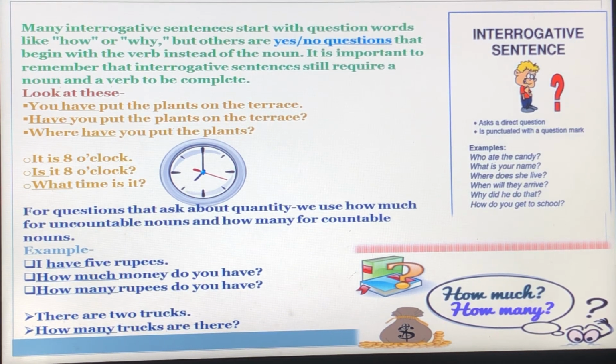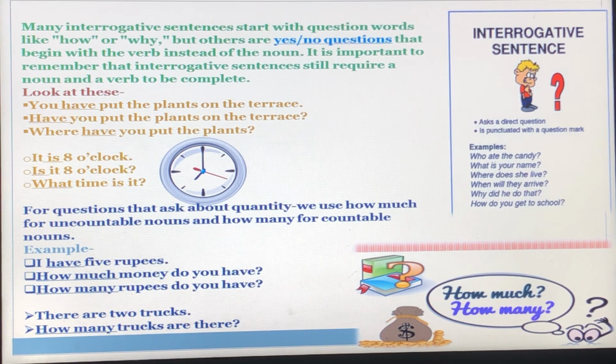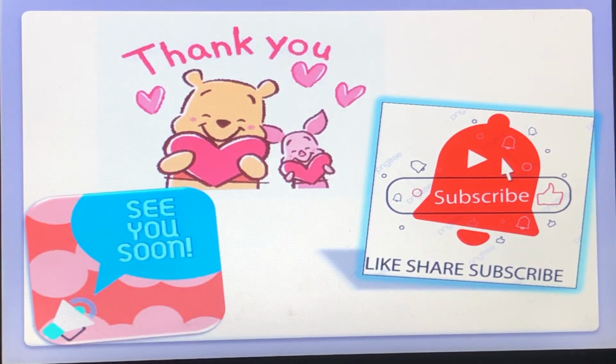Thus children, practice more sentences based on declarative and interrogative sentences. I'll be back in my next session with the other 2 types of sentences.